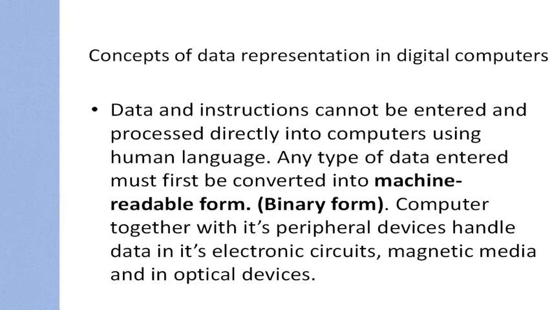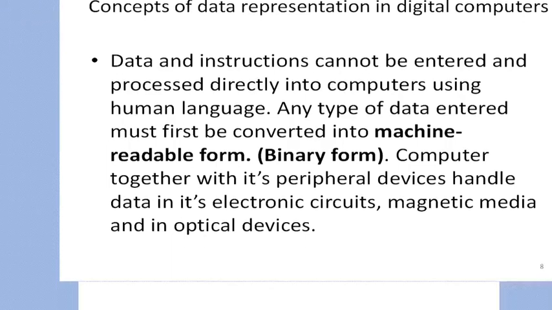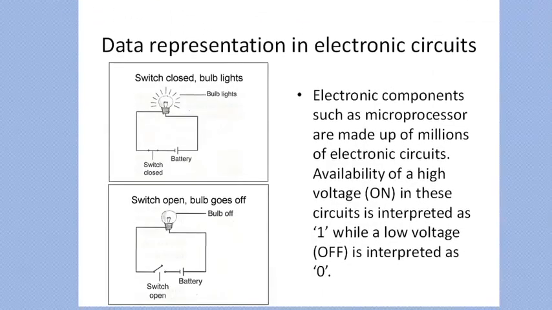Then we can look at concepts of data representation in digital computers. Data and instructions cannot be entered and processed directly into computers using human language. Any type of data entered must first be converted into machine-readable form, that is binary form. A computer, together with its peripheral devices, handles data in its electronic circuits, magnetic media, and optical devices. We shall look at data representation in electronic circuits.